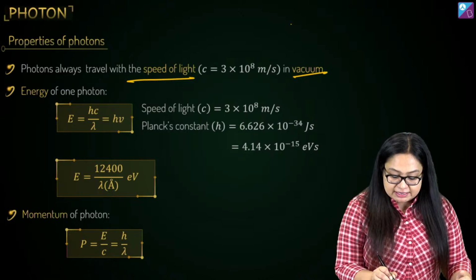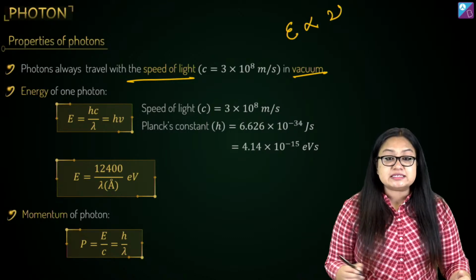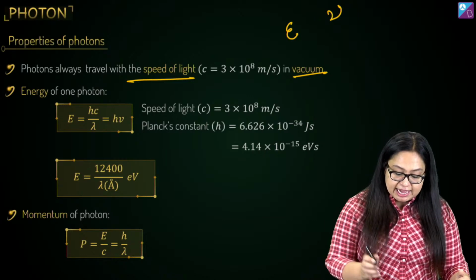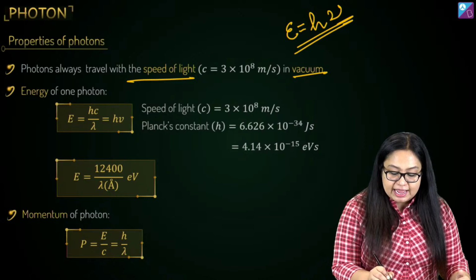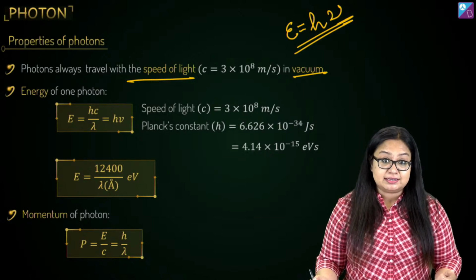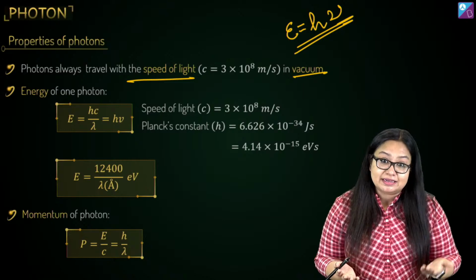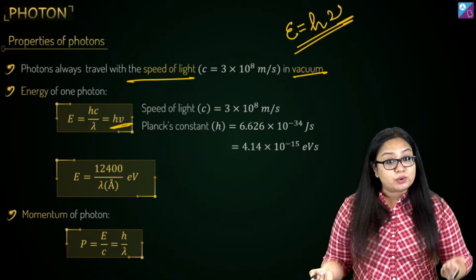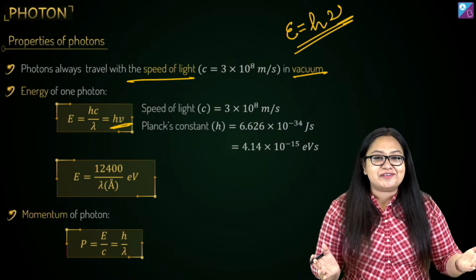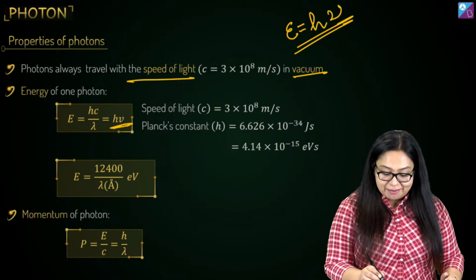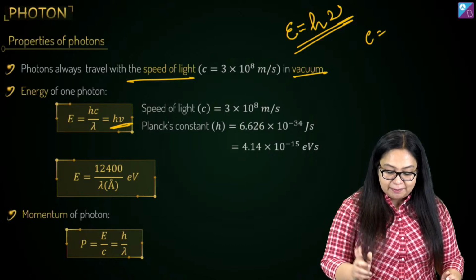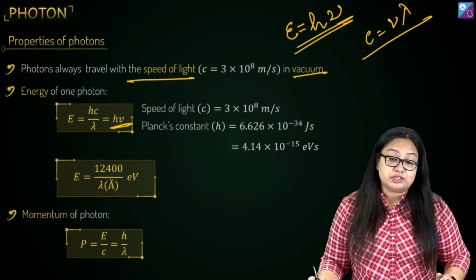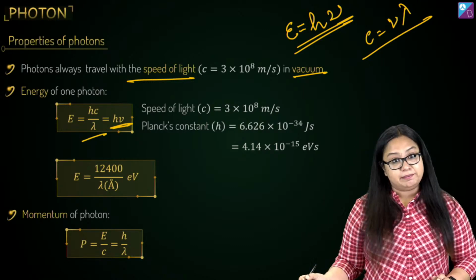So here I will say that energy is directly proportional to frequency, E proportional to nu, and the proportionality constant is h. So E is equal to h nu, and h is Planck's constant. That's why it is called Planck's constant, because Planck gave it. So the energy of one photon is E equals h nu, you know that. Now for any wave, v is equal to f lambda, so c is equal to nu lambda, and when we substitute this, we get the other form of the energy of a photon, which is hc by lambda.